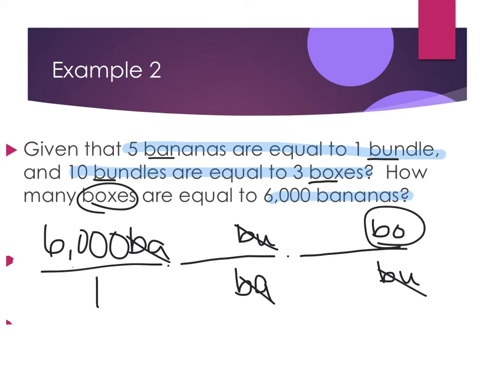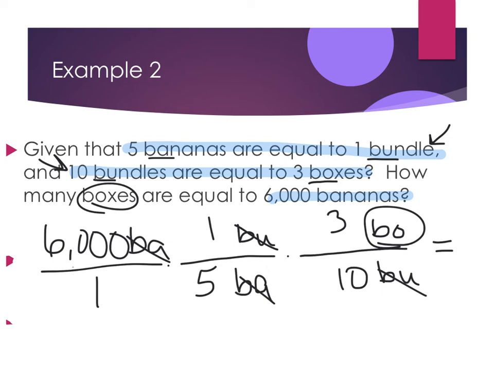So once I know I have this map laid out, I'm going to go back and put in the numbers based on the conversion factors. So bundles to bananas, my first conversion factor was the first sentence: 5 bananas for 1 bundle. The second conversion factor is next, 10 bundles for 3 boxes, here in my second sentence. So now I have my map, my numbers, I'm ready to do the math.